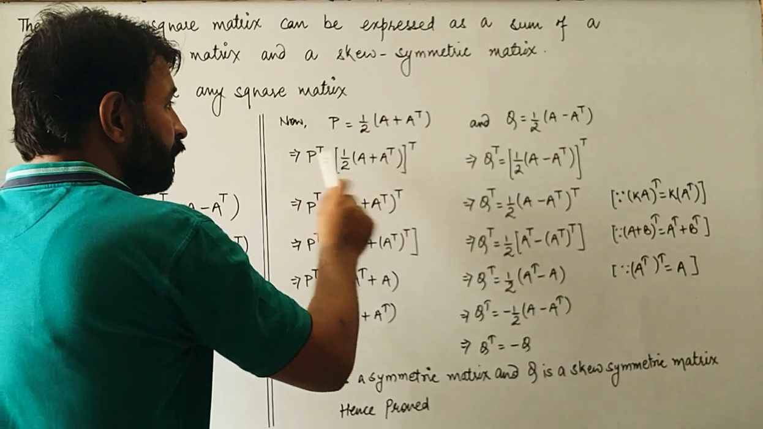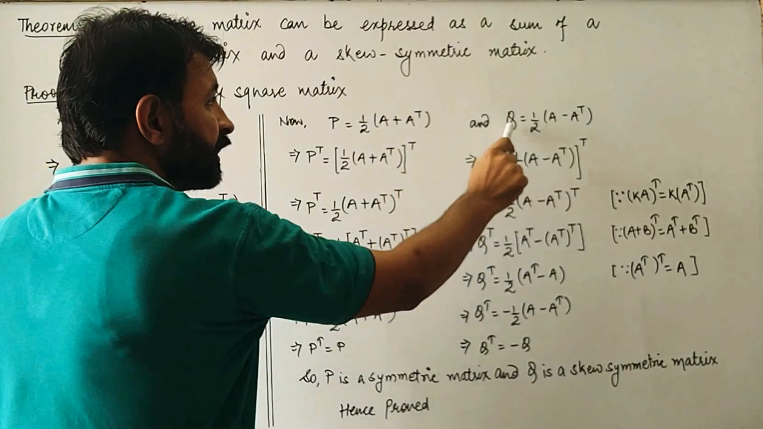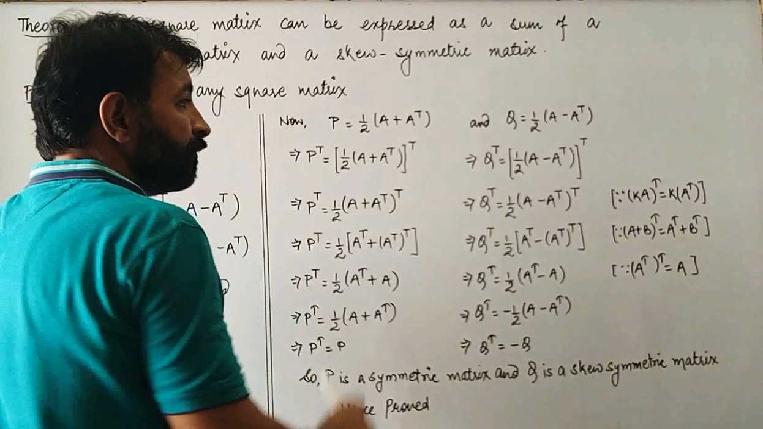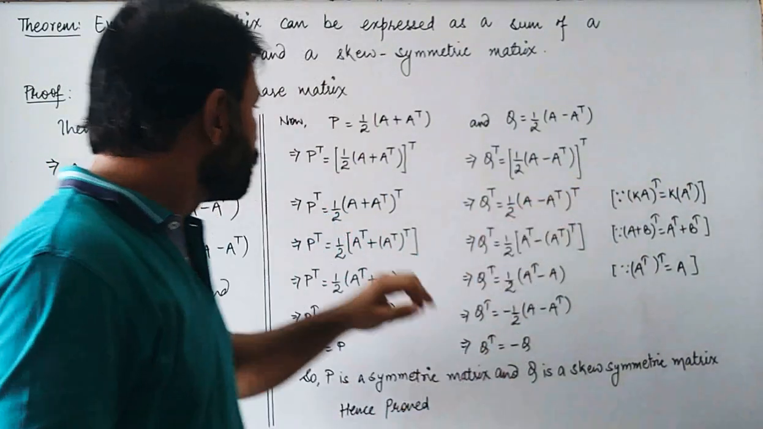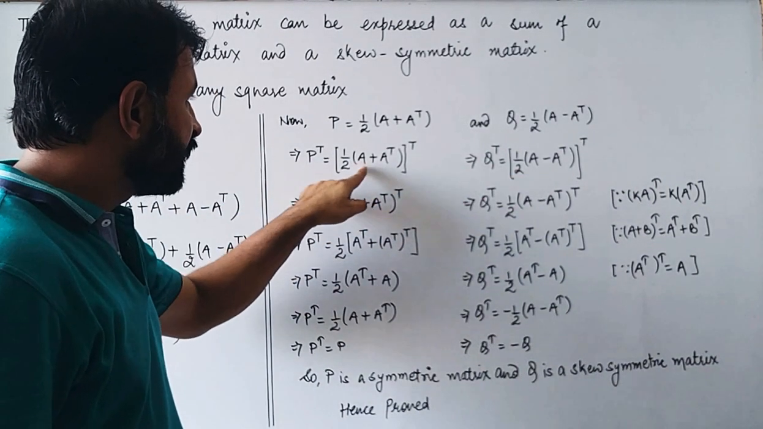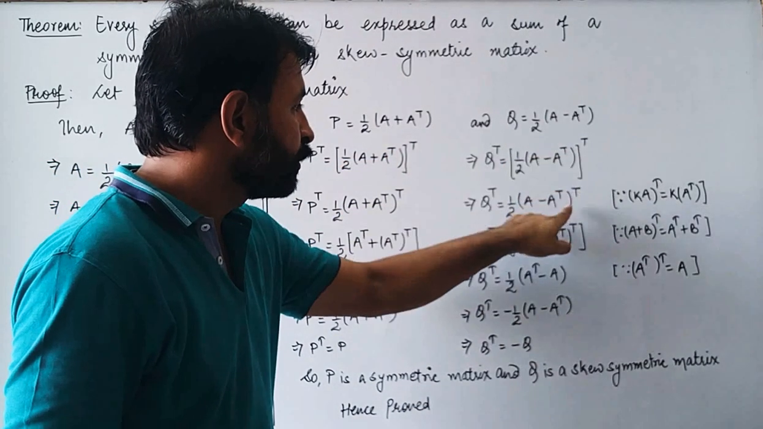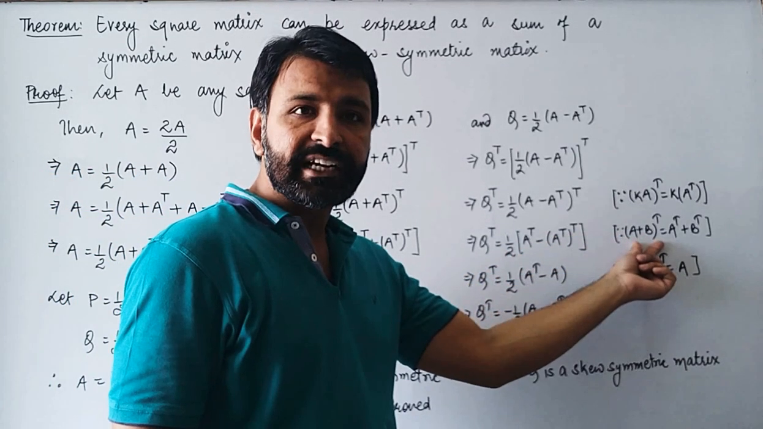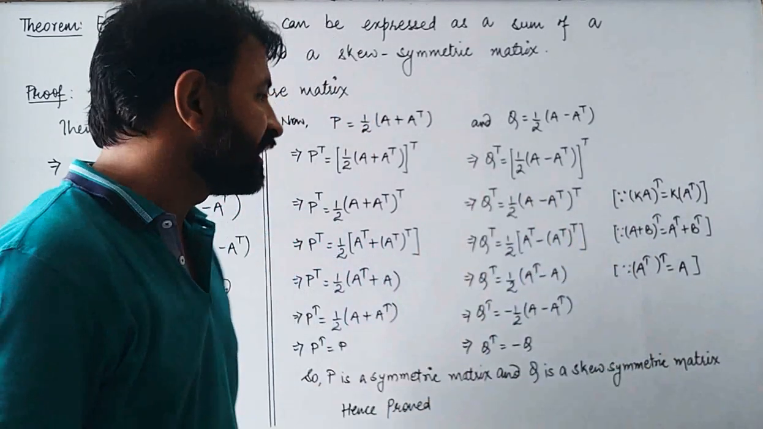First, P transpose is, that is half A plus A transpose whole transpose, and Q transpose is half A minus A transpose whole transpose. Now, we know that (K A) transpose is K into A transpose, K comes outside. So this half is a scalar, so it will come outside the bracket, that is half A plus A transpose whole transpose, and this half A minus A transpose whole transpose. Now, we also know that (A plus B) transpose is A transpose plus B transpose, or (A minus B) transpose is A transpose minus B transpose.